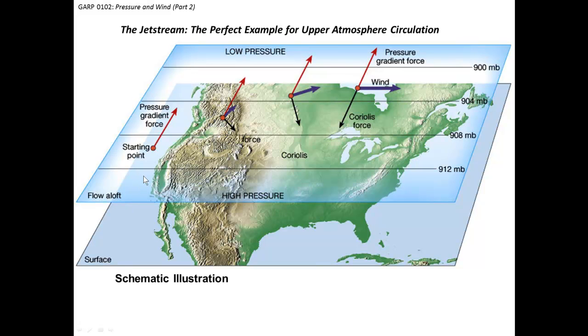And as the wind starts to blow, it gets deflected to the right. And we're in the upper atmosphere, there's no friction. So there's always a wind blowing more or less from west to east over the country, around the world, parallel to the isobars. And we call that the jet stream.